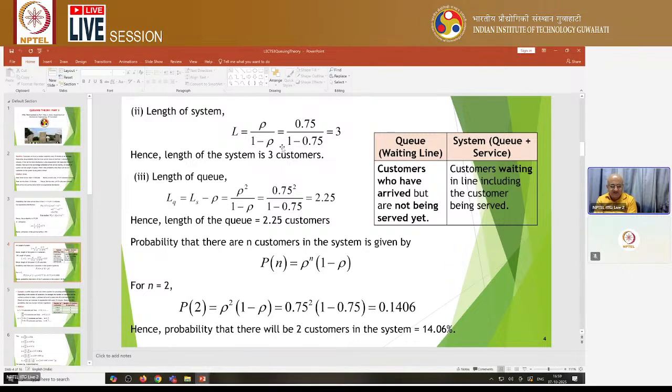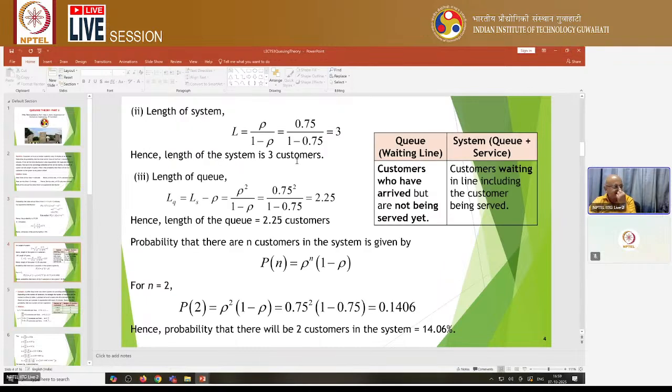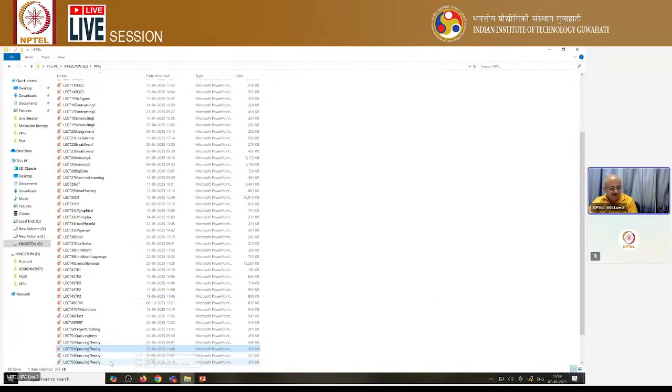That means there is a difference of 0.75 depending on the utilization, because at other times it is not utilized. That is why it is coming. If utilization was 100%, then you were right: with 2.25 length of queue, the length of system would be 3.25, because the system is always busy. But here the system is not busy. Sometimes it is idle also. So that is why the length of the system comes out to be 3 only. All the time it is not serving, only 75% of the time it is serving. That's why it is coming like that.